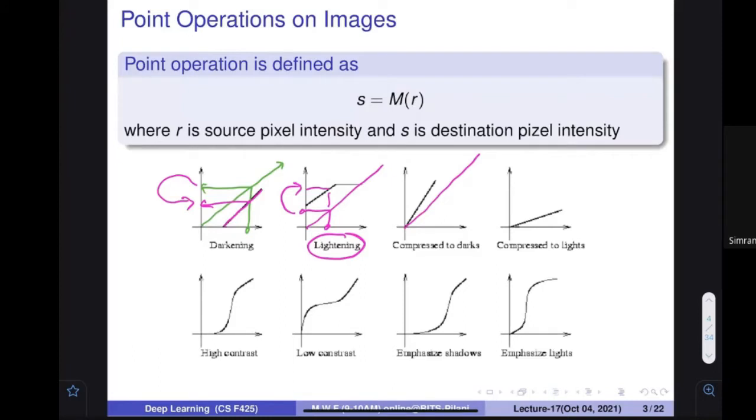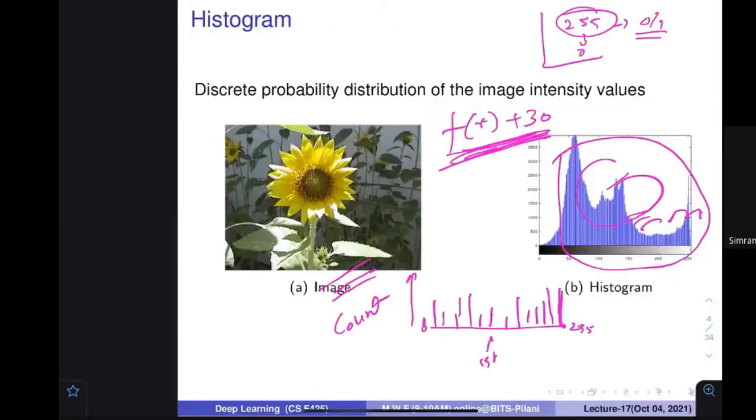We have also seen that various kinds of point operations can be done. If you pick a particular value and apply some function, you can do darkening, lightening, compressing the dark portion or the light portion, emphasizing something else, and increasing contrast. All these things you can do.